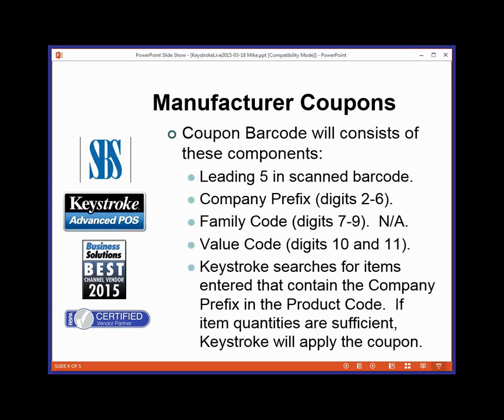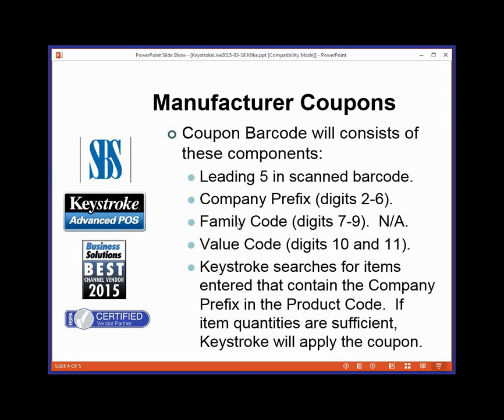Basically, these are barcodes, and I just didn't have an example today, but you get them in your daily newspaper or Sunday newspaper, and other places, that give you discounts on certain items. These coupons actually have a very strict process in how they are created. These are not coupons you can create yourself. Again, there's a leading 5 in the scanned barcode, then the company prefix is digits 2 through 6.